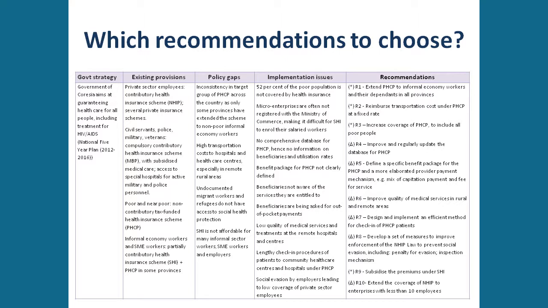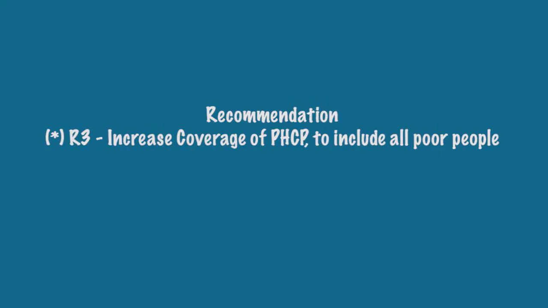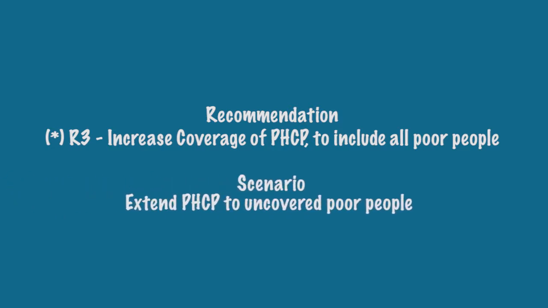Let's look at a few examples. Let's refer to our first three recommendations on healthcare in Croatia from our previous assessment matrix. First, let's look at recommendation number 3. Increase coverage of PHCP to all poor people. This can be converted into a practical scenario to extend PHCP to uncovered poor people.